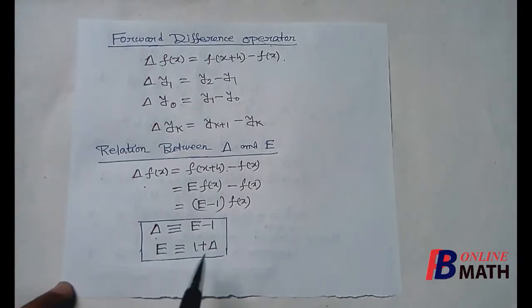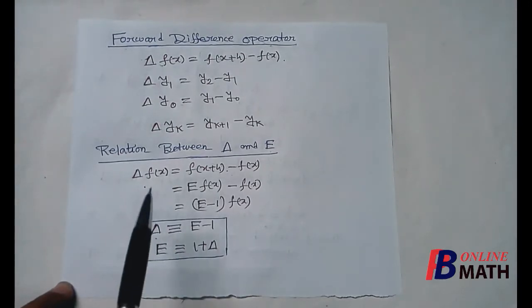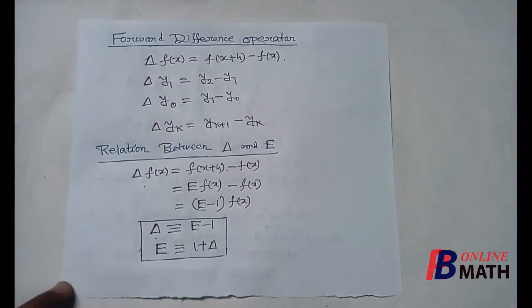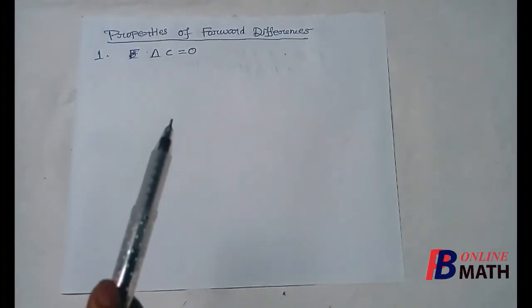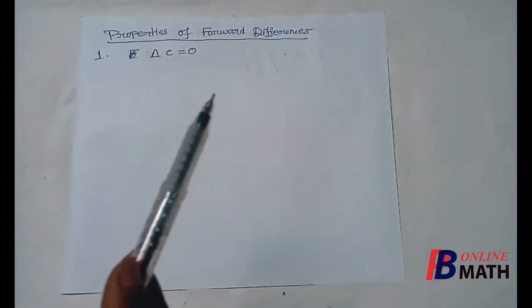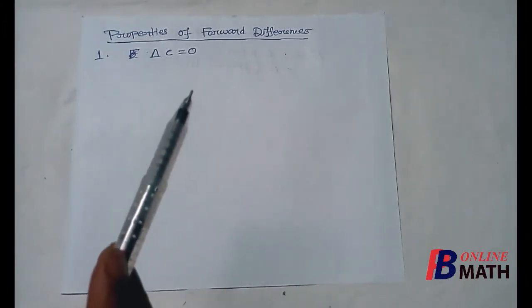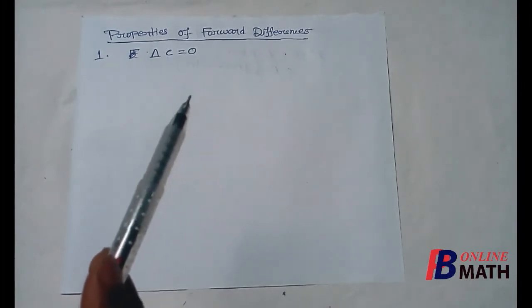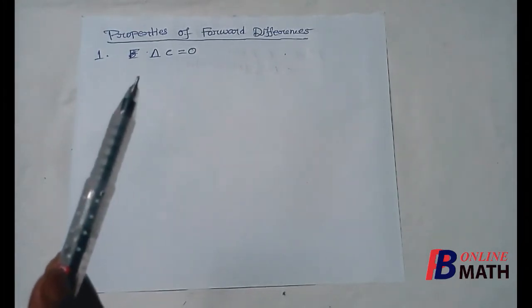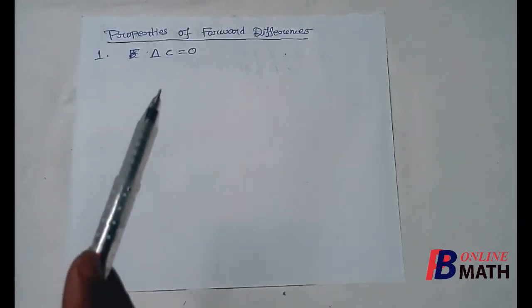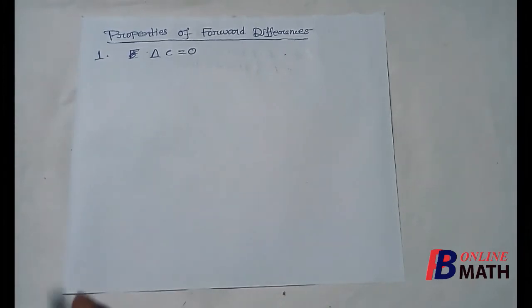Now using this relation, we shall find the higher order forward differences. We consider some properties of the forward difference operator delta. The first property is delta of c equal to 0, where c is any constant. So the property says that if we apply this difference operator on any constant, then it becomes 0.